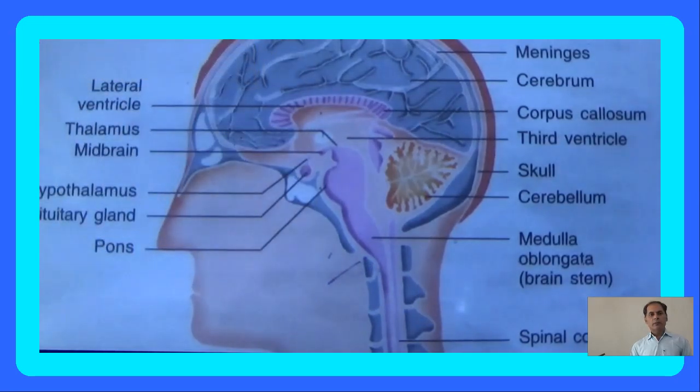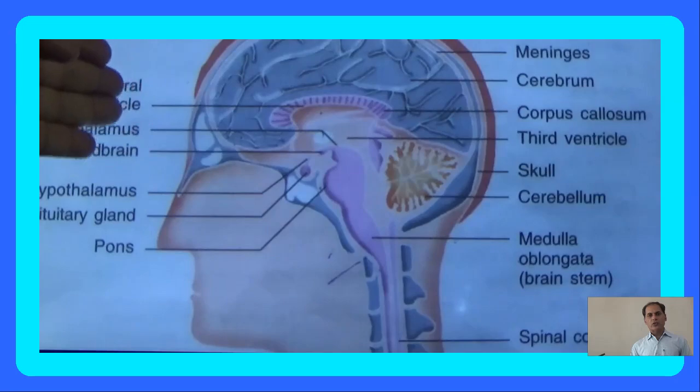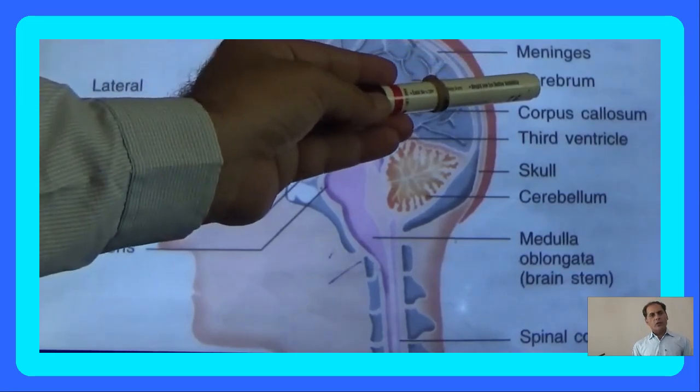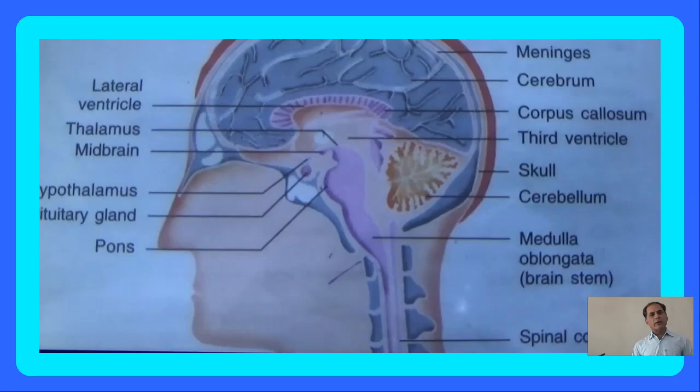So we will start from the forebrain. Forebrain means the front part of the brain. The parts present in the forebrain are cerebrum, diencephalon and thalamus. The first is the cerebrum, which is also the largest part of the brain.